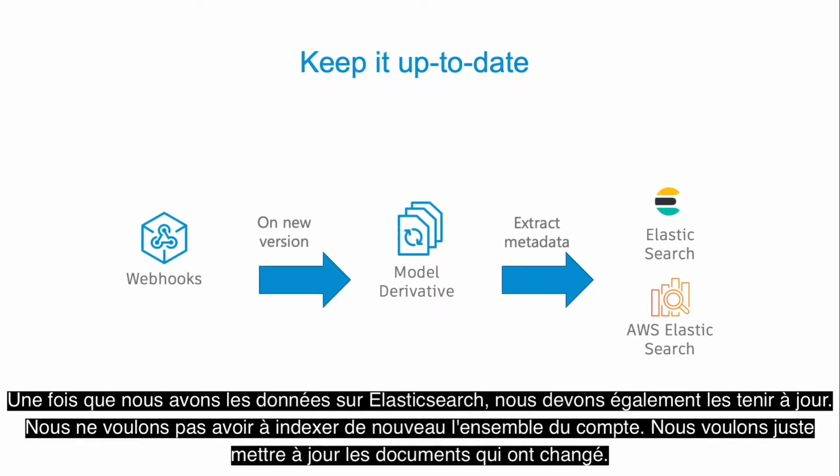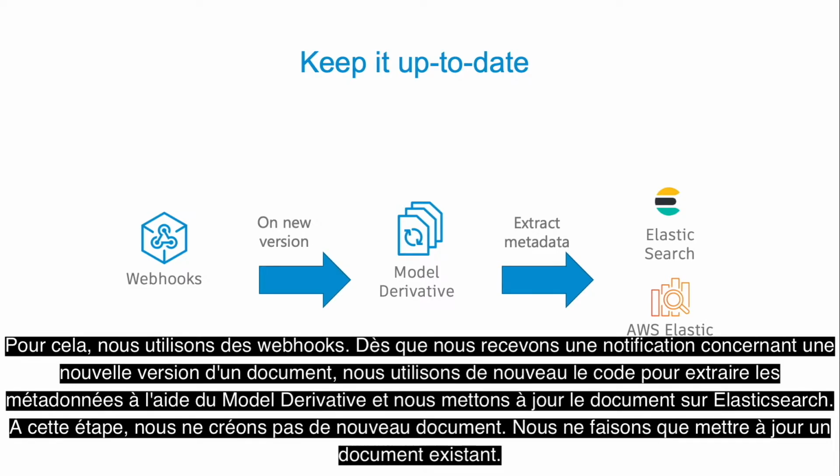Once we have the data on Elasticsearch, we also have to keep it up to date. So we don't want to index the entire account again. We just want to update the documents that changed. For that, we use webhooks. As soon as I get a notification for a new version of a document, we run the code again to extract the metadata using Model Derivative and update that document on Elasticsearch. On this step, we're not creating a new document, we are just updating an existing document.